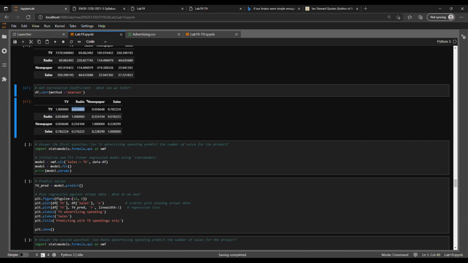I don't know if this is entirely accurate, but I would think so. If the correlation coefficient is 0, then they are independent. They have no bearing on each other. So this is pretty close. Same thing with newspaper. The correlation between TV and newspaper, they don't seem to have much in common.